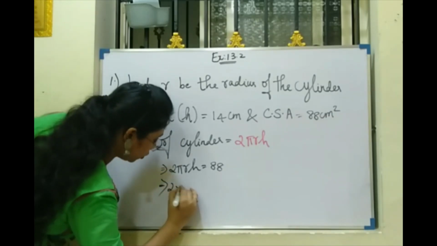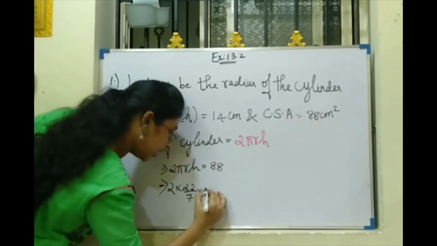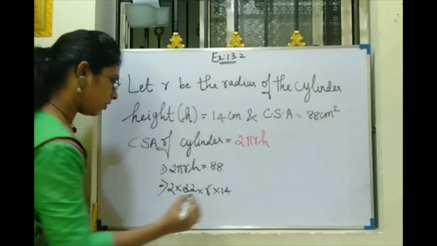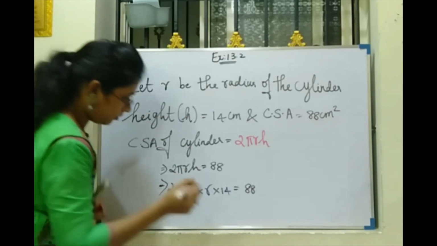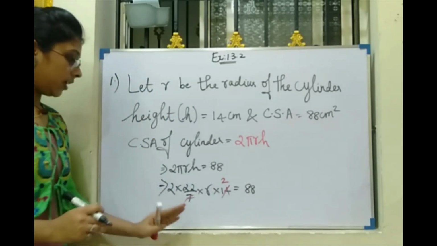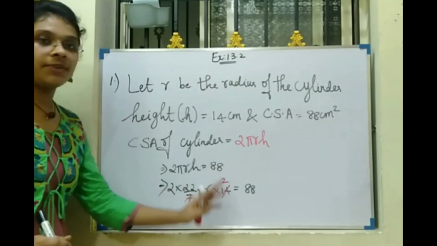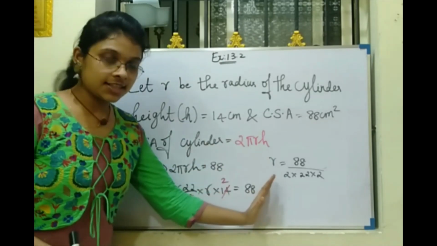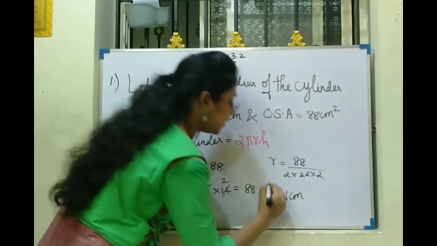That is 2 into pi, which is 22 by 7, and we don't know what r is, so let's keep r as r, and h is 14 centimeter. Keeping r on the left side and moving the other numbers to the right side, we can find the value of r. When the numerator moves to the other side, it will become denominator. So therefore, the r value will be 1 centimeter.